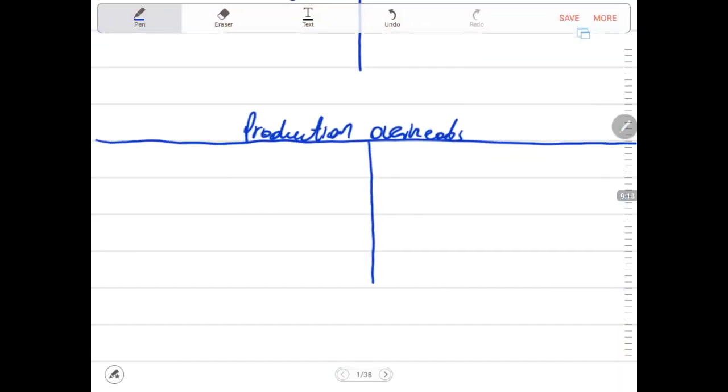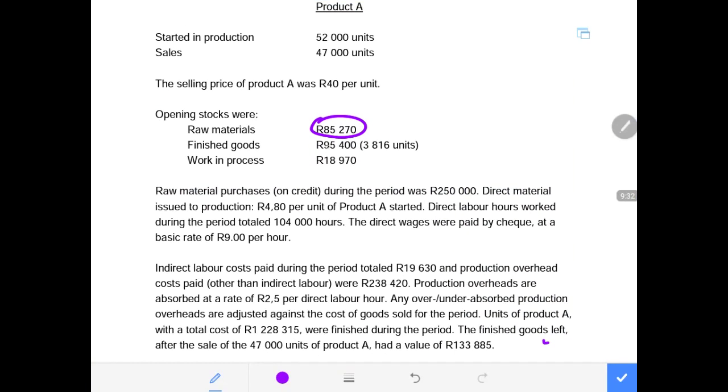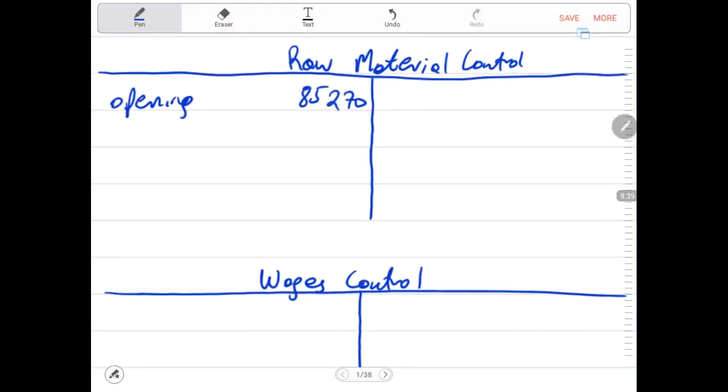So now we can record our opening balance of the raw material as 85,270. That is our opening balance, meaning the balance that we started with, or we can say the balance brought forward. We have our opening balance for the finished goods, 95,400. It is the cost of goods that are already finished.